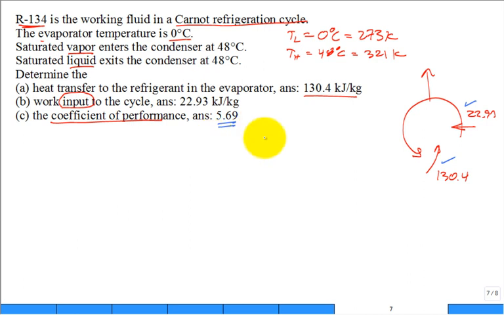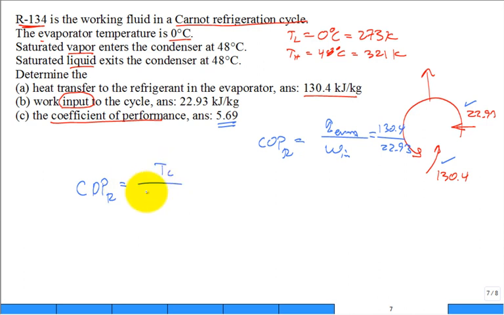COP for refrigeration is computed by what I desired. I desired a large Q in the evaporator, and then it was the net work input, so it was the 130.4 divided by 22.93. Okay. Somebody else says, I wasn't doing it that way. What I was doing was TL over TH minus TL. Should that give us nearly the same answer? Yeah. How many people did it that way? Did you get that answer? Okay, very good. They're consistent.